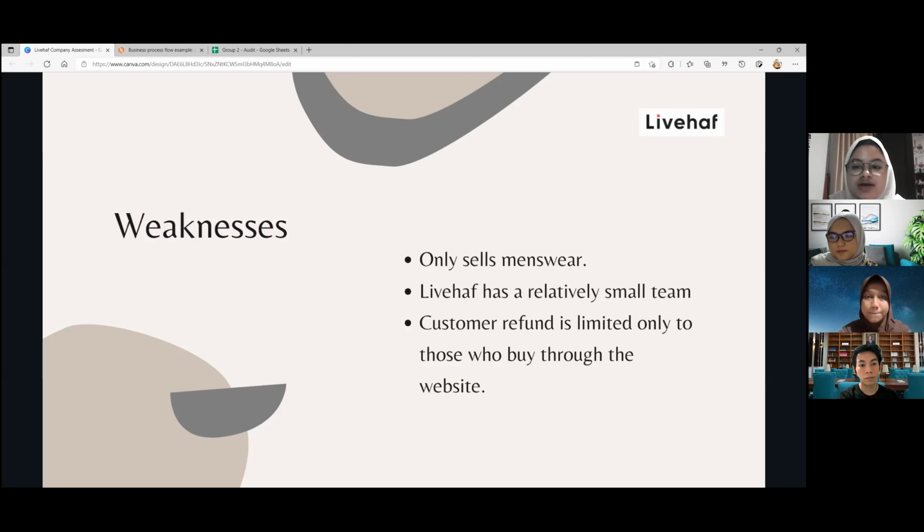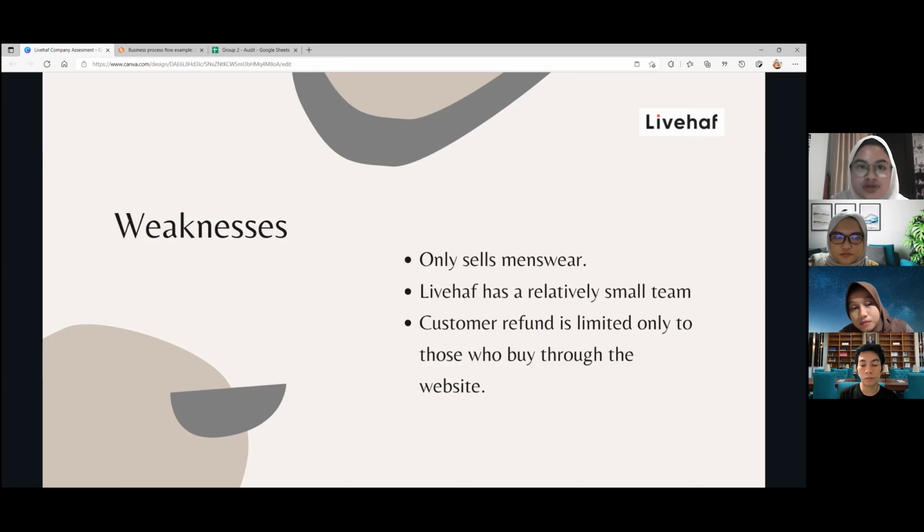And other than that, international fashion brands like Uniqlo, H&M, and Zara sell products for men, women, and even children. So, as Livehaf's mission is to be the number one fashion brand in the world, Livehaf has to look at these big brands as their competitors also, and they have to start selling to a wider market by not only selling menswear.